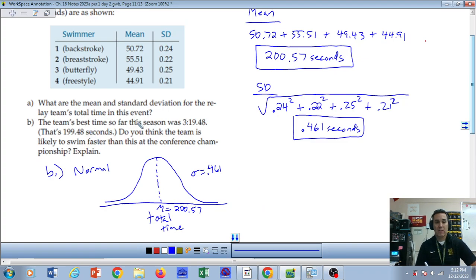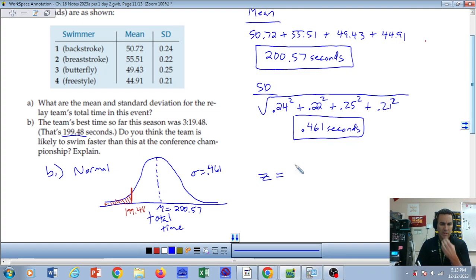So the team's best time so far this season was 3:19, which was 199.48. Do you think the team is likely to swim faster than that? So 199.48 is somewhere over here on this side. I don't know exactly how far, I haven't done the z-score to see. We would like to find the likelihood that our team will get a time faster than this. There's a couple different ways you can prove it. You can do a normal calculation and find the area. You can do the z-score and just tell me, oh, that's pretty far away.